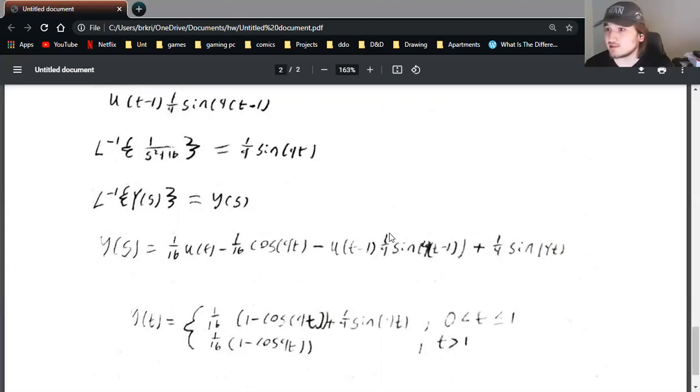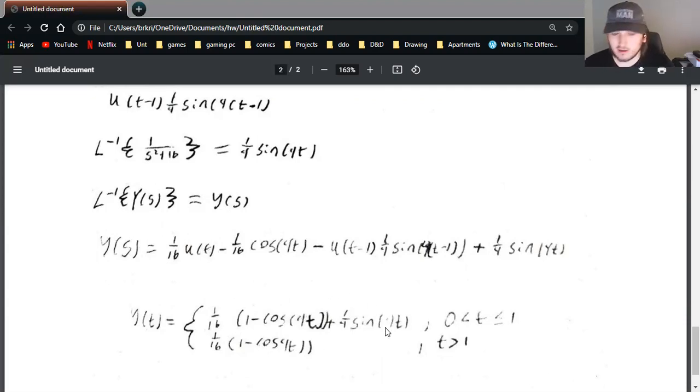But we should simplify some more because we have a step function here. We do it piecewise. If t is greater than 0 but less than or equal to 1, this part practically goes to 0. Then I factor out the 1/16 to make it easier: 1/16 times 1 minus cosine 4t plus 1/4 sine of 4t, because this is a step function. And then this one we can just ignore, because it's practically 0.